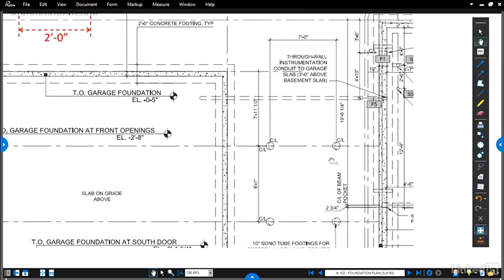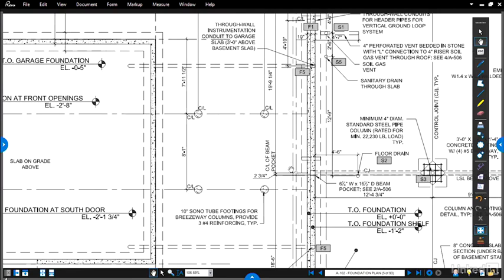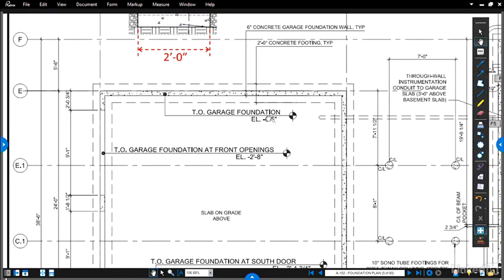Let's put that in perspective and zoom over to the house, where it says the top of the house foundation wall is at elevation 0. In this case, that's just what they used as their starting point. They're going to say that the top of the house foundation is the 0 point, and the top of the garage foundation is 5 inches below that.